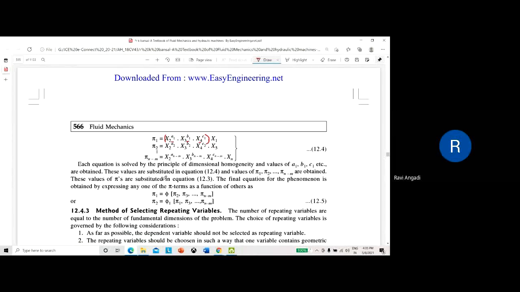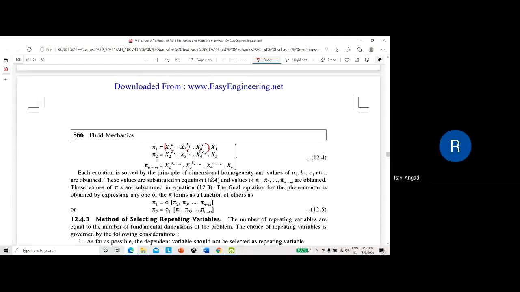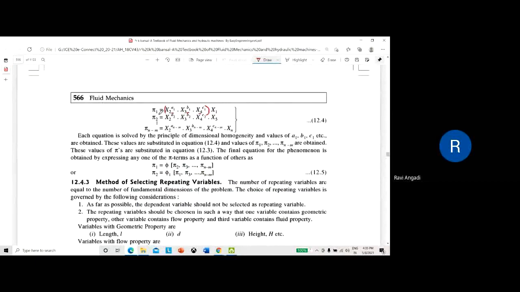I hope you are getting it, like the Rayleigh method only, same. Just you are getting 7 pi terms here. So for each pi, pi 1 means you will be getting a1, b1, c1, like this. I hope you are understanding. Okay, so you are getting 7 pi terms. So I am writing pi 1 here. You also write here the pi 1 term: x2 raised to a1, x3 raised to b1, x4 raised to c1.